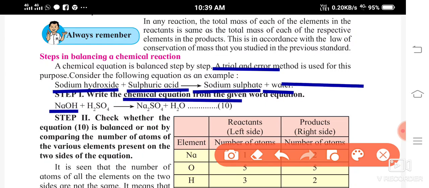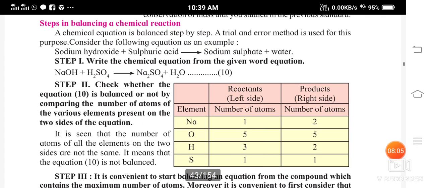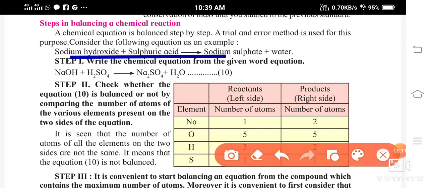Now this was the word equation, right? Yes, this which you had written. See, this is the word equation. Now the first step is you will have to write the chemical equation. You will have to write the chemical equation from this word equation.